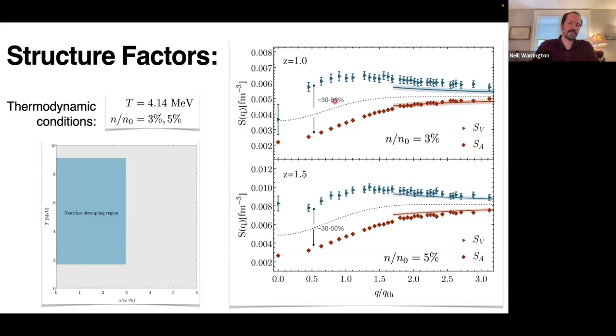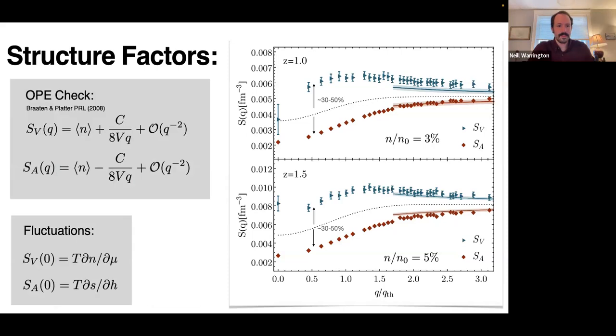Same holds at 3% nuclear density, at 5% nuclear density. At low Q, at least, there are changes on the order of 30 to 50%. There are big differences between the free theory and the interacting theory. Now, there's some cool sanity checks that we performed on this because you don't know a priori if what you're getting is right. We have reason to believe our thermodynamics is coming out right and our extrapolations appear under control, but there are additional checks that we perform to give us confidence that this is the real result.